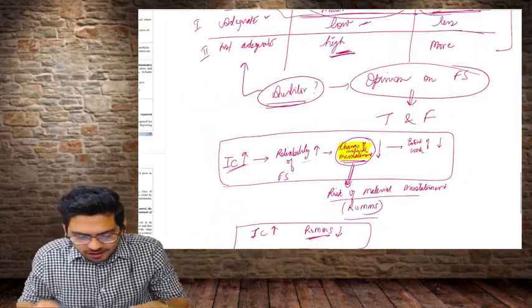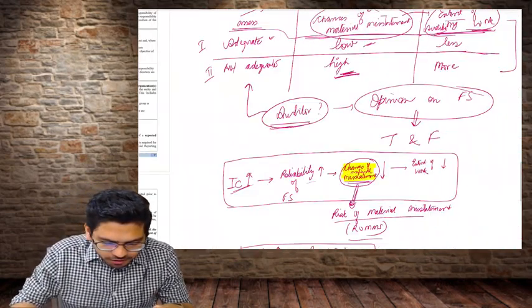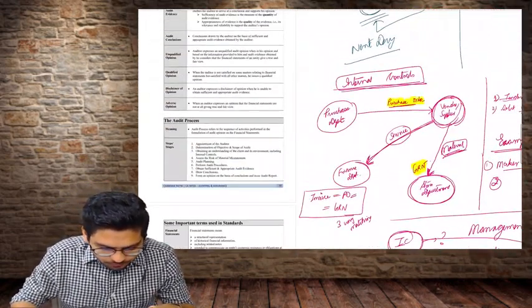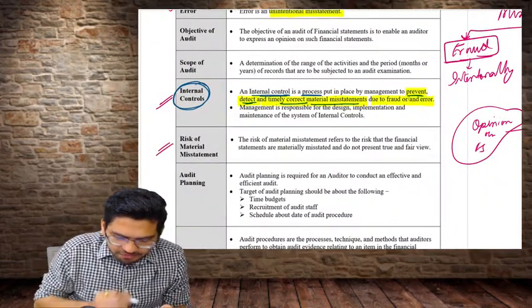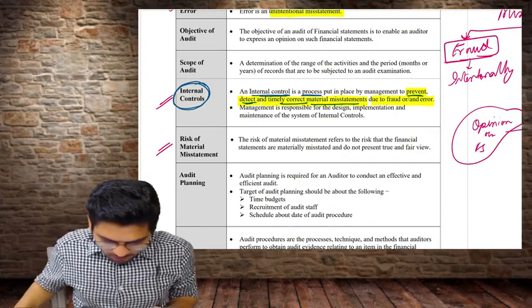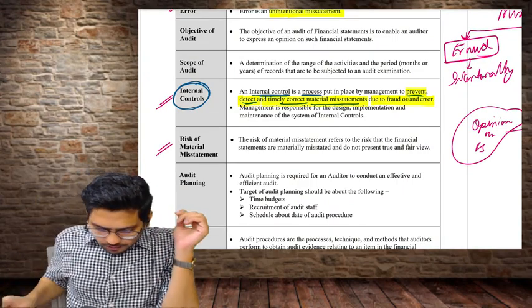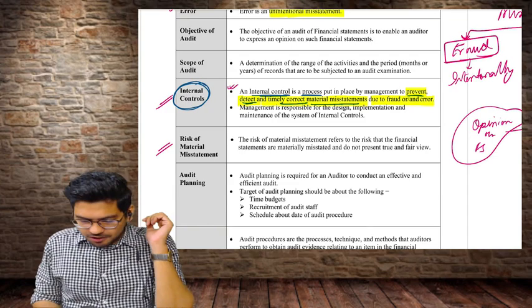Now what is ROMM? I have just discussed the word. Let us read this word. We have this word here in the definition. Yes, this is internal control here. Let us read this, and then we have risk of material misstatement also. Now, let me complete the internal control definition first.